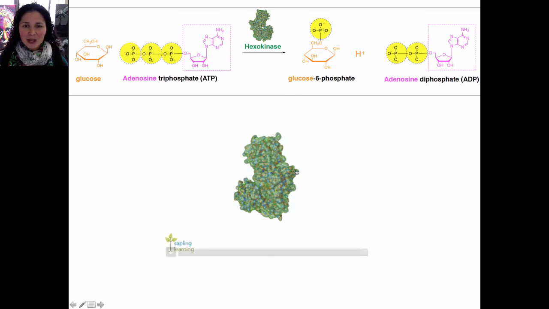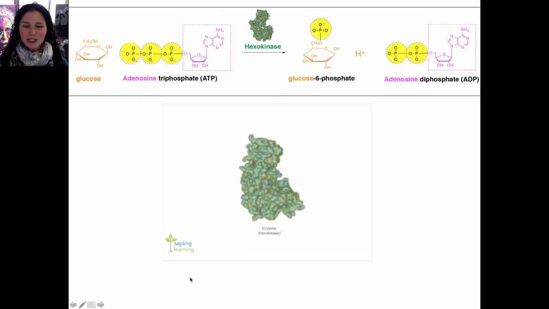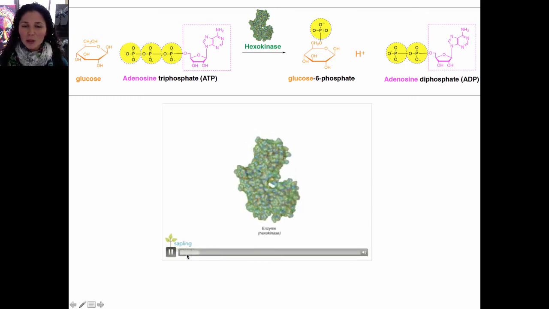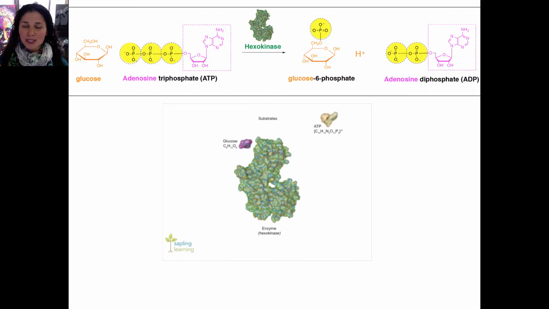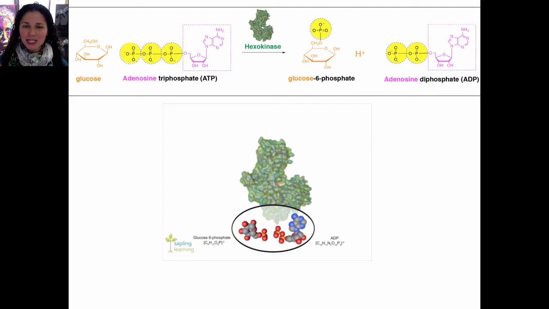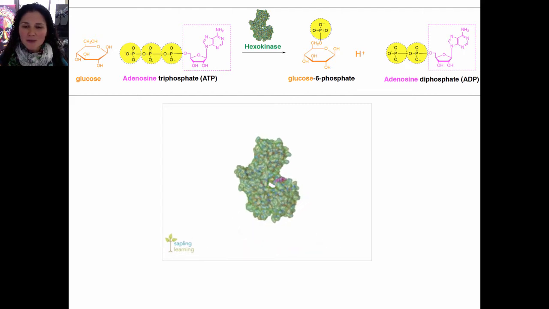Now we're going to see a video of how this happens. This is the same video that you can find on your Sapling Learning website. Hexokinase will bring ATP and glucose together by binding them in an active site. The active site allows the reaction to happen. It brings the molecules close together in the correct orientation for the transfer to happen. It also helps to break the bonds. Once the products form, the enzyme releases the products, ADP and glucose 6-phosphate.